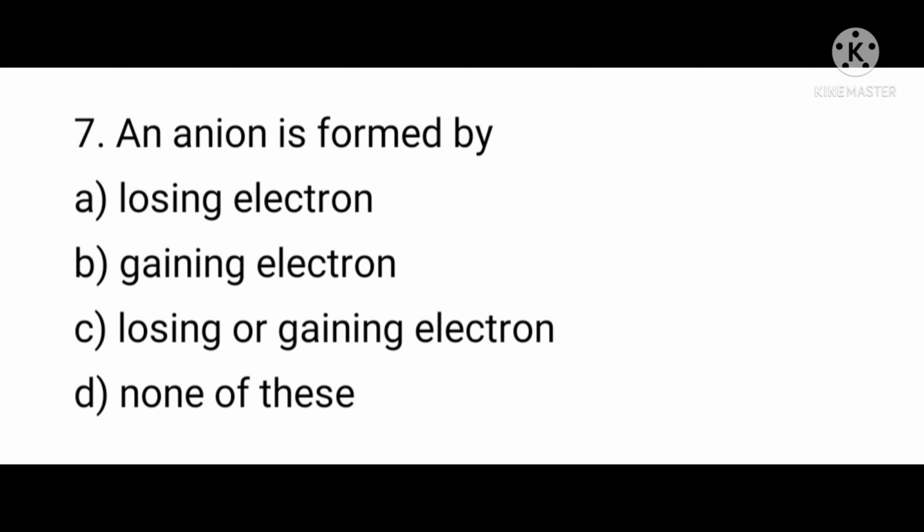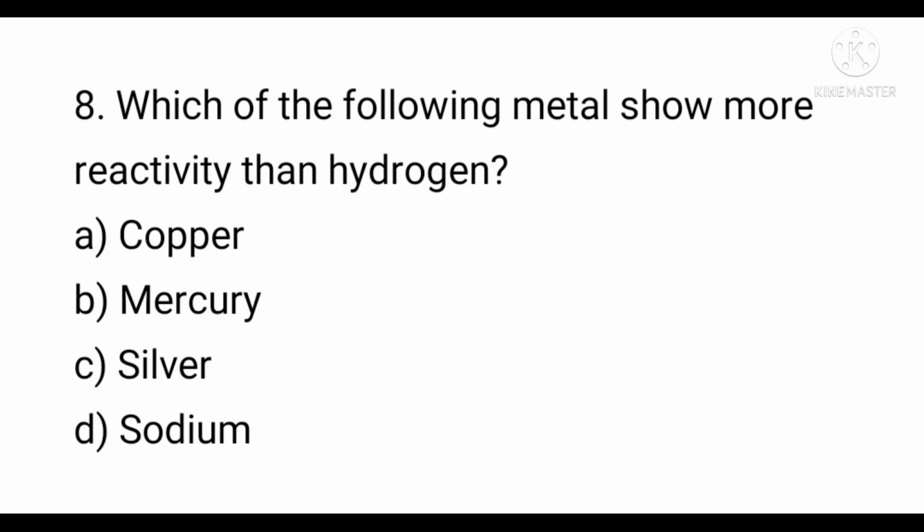Question number 7, an anion is formed by option A losing electron, B gaining electron, C losing or gaining electron, D none of these. Here the correct option is option B, gaining electron. Anions are negatively charged ions and they are formed by gaining electrons.